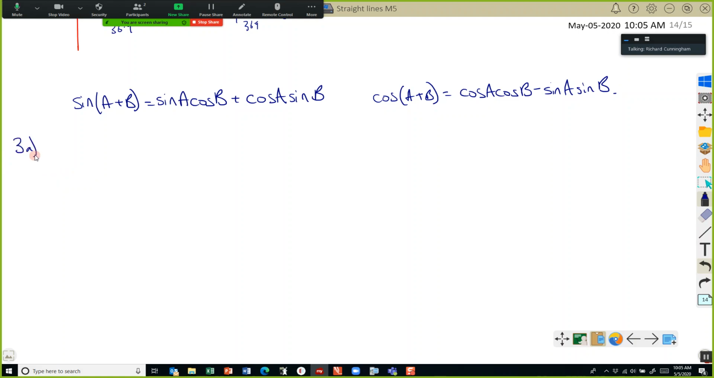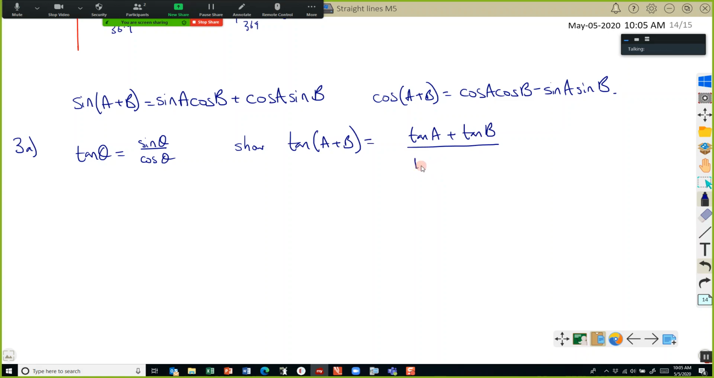Okay, and then question 3 says, given the identity tan theta equals sine theta over cos theta, that implies that, show that tan A plus B equals tan A plus tan B over 1 minus tan A tan B. Okay, let's see how we get on with this.